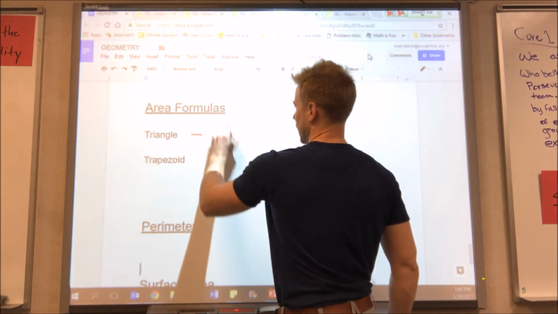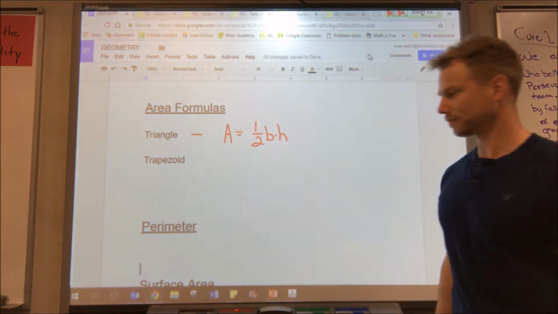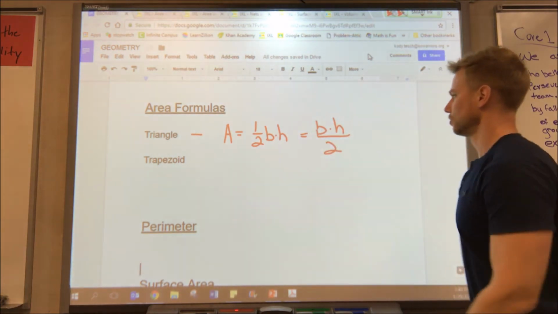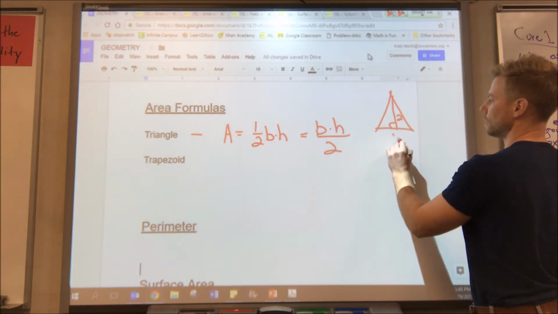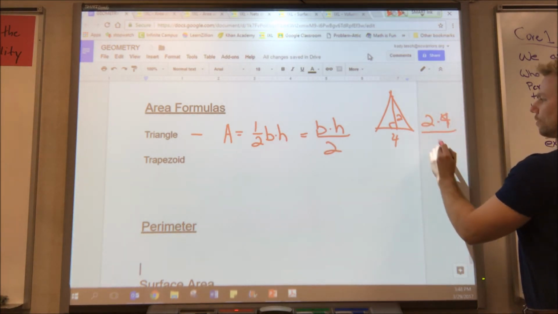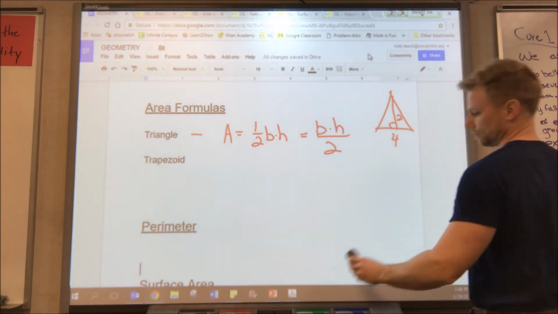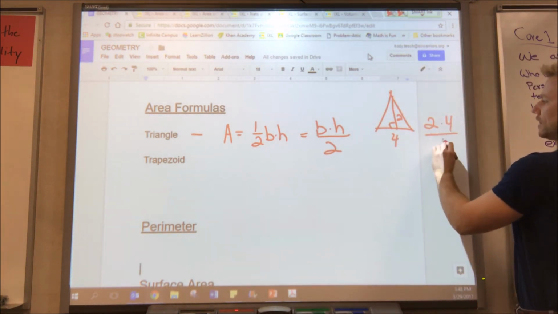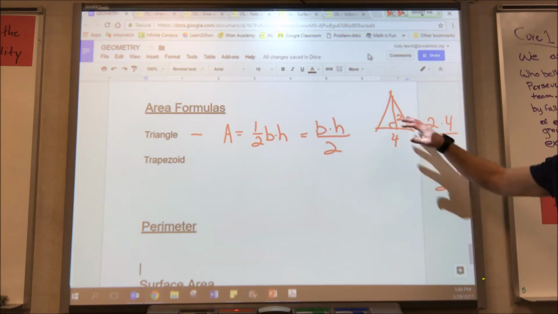That formula, A equals, which stands for area, 1/2 of the base times the height. Another way to write that is base times height divided by 2. So if I had a triangle and my height goes down the middle, let's say that's 2, the base is 4, I would do 2 times 4, and then I would divide that by 2. So that's 8 divided by 2, which is 4, would be the area of that triangle.